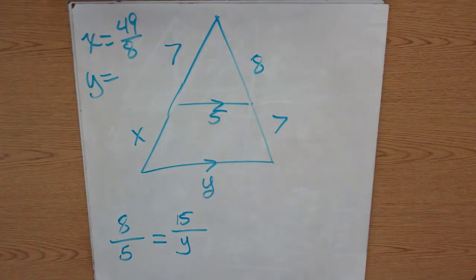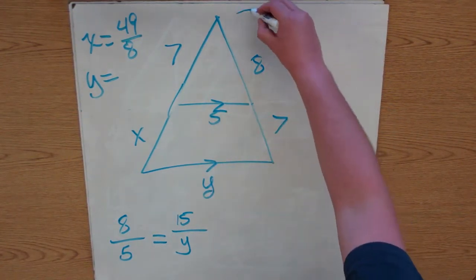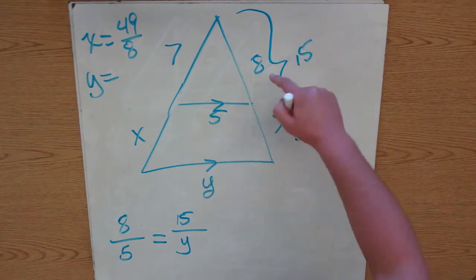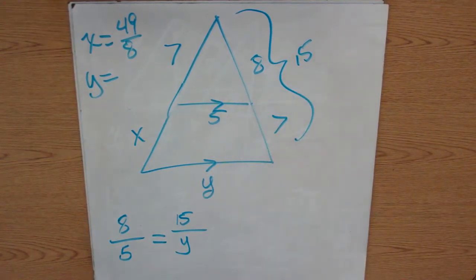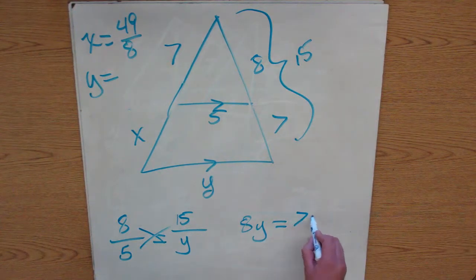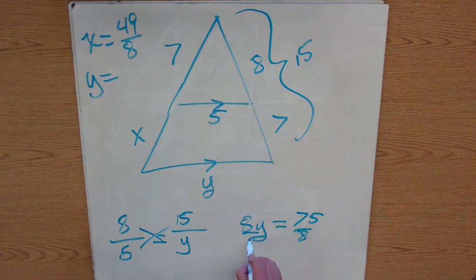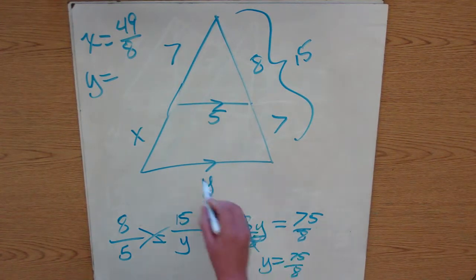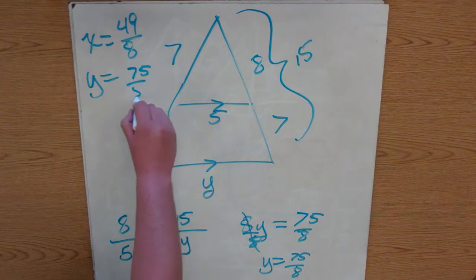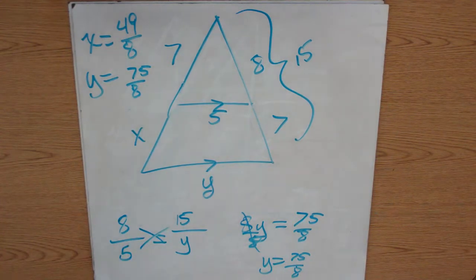All right, so 8 over 5 equals, of course we know this whole side is 15, 8 over 5 equals 15 over y. Cross multiply, 8y equals 75. Divide both sides by 8, and y equals 75 over 8. And again, I'm just going to leave it like that as well. Okay?